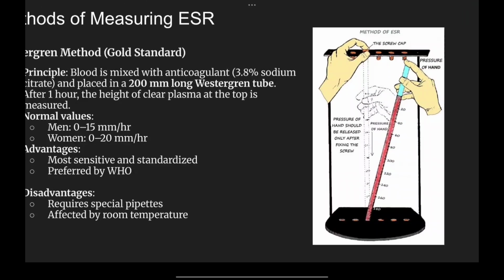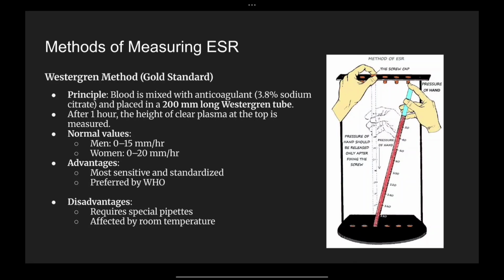So you're going to fill about a 200 mm long Westergren tube with the anticoagulant of 3.8% sodium citrate, and let it sit for 1 hour. After 1 hour, you can observe that a clear plasma is formed at the top, and that value is considered the value of the person's ESR. So the normal values, as I told, should be around 0 to 15 mm per hour for men, and for women it should be 0 to 20 mm per hour.